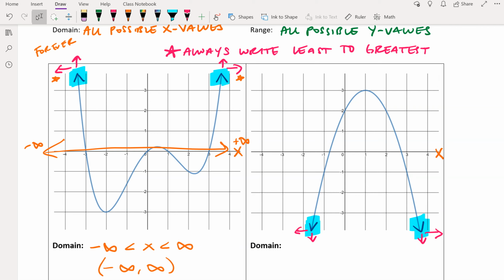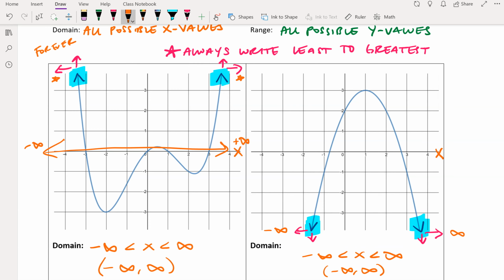So again, you need to look at your arrows for domain and range. Where is this arrow in the x direction pointing? Well, they're pointing forever left and right again. So this goes to negative infinity on the x-axis. This goes to positive infinity on the x-axis. So your domain's actually the exact same for the second function. It's negative infinity is less than x is less than positive infinity. And infinities always get parentheses. Another way to write this is negative infinity to positive infinity.